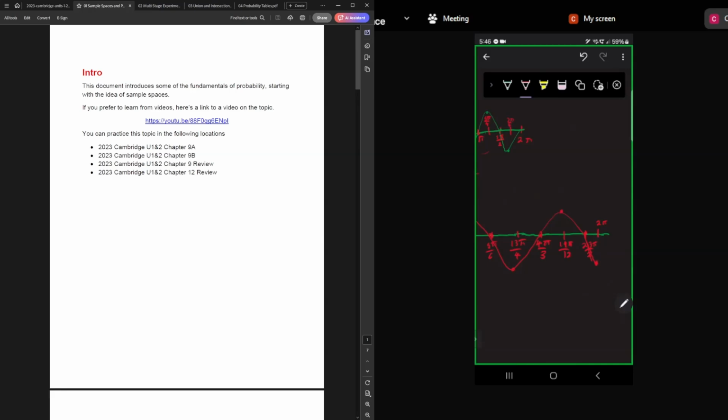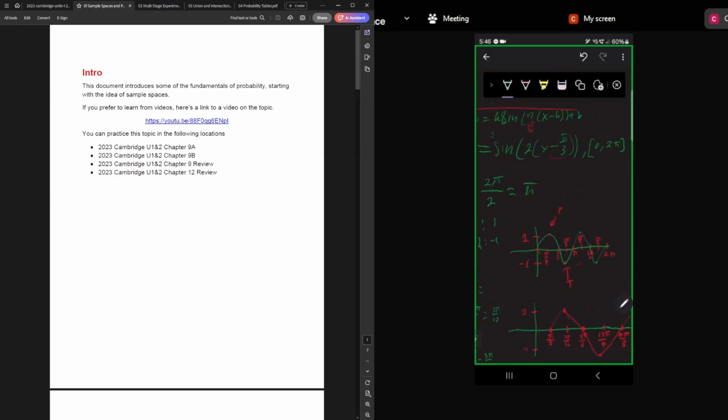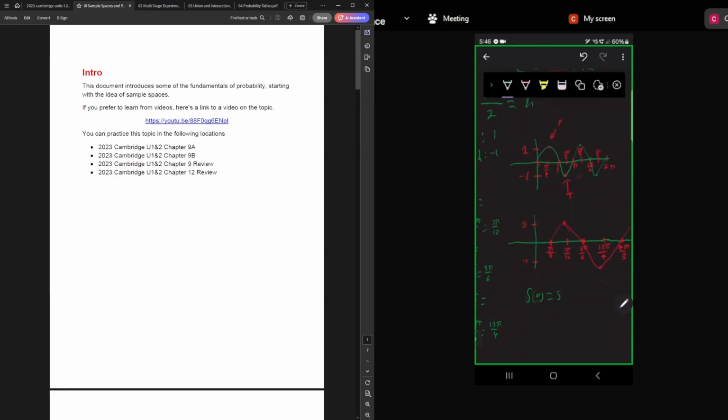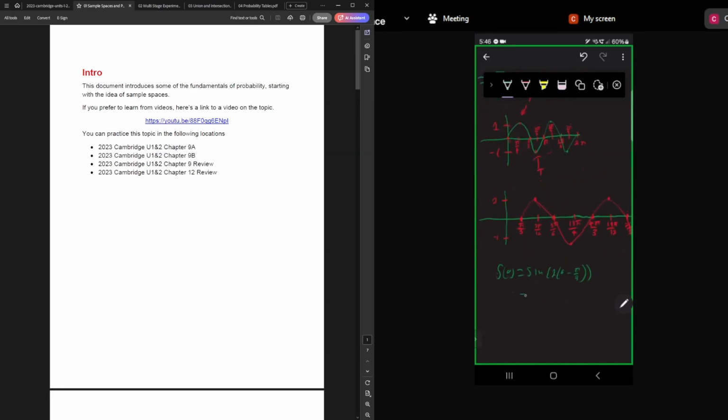Now that's almost everything. Only thing now is we've got to find out what happens at 0, which would have been solved in 3a. So f of 0 and f of 2 pi, those should be the same thing. If I were to do f of 0, it would be subbing in a 0 here. So sine of 2 times 0 minus pi on 3. It's the same thing as sine of negative 2 pi on 3.